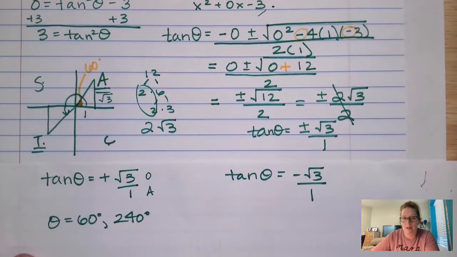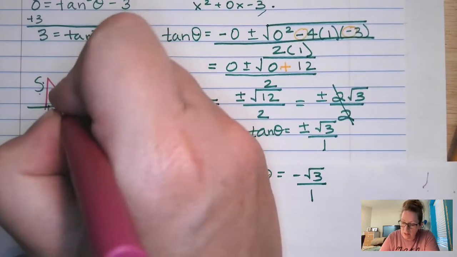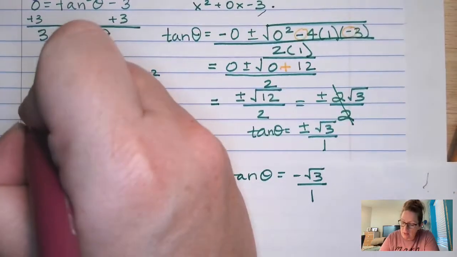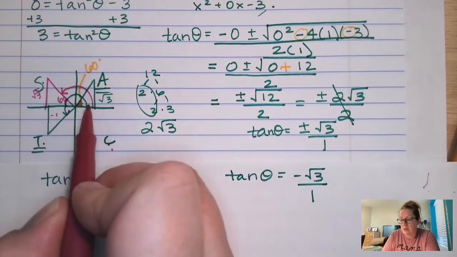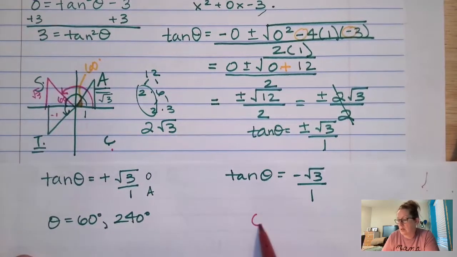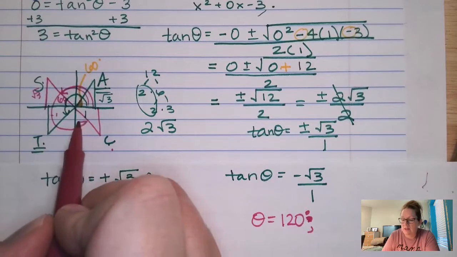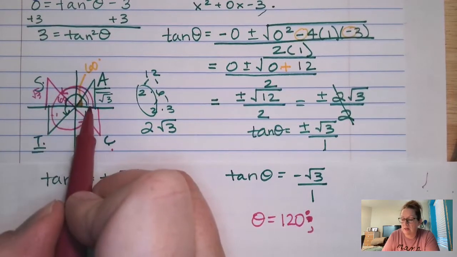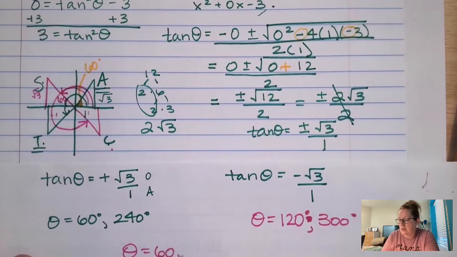Okay, I'm going to do that guy in, let's do pink. So this is a negative, so we're going to be in this guy and this guy. So we'll go ahead and draw a triangle here. Same thing. This is going to be a 60, root 3, 1, right? So we're going to go 180 minus 60 degrees. That's going to be 120. And then there's going to be one down here, which is going to be 360 minus 60. We get 300. So my theta values are 60, 240, 120, 300.